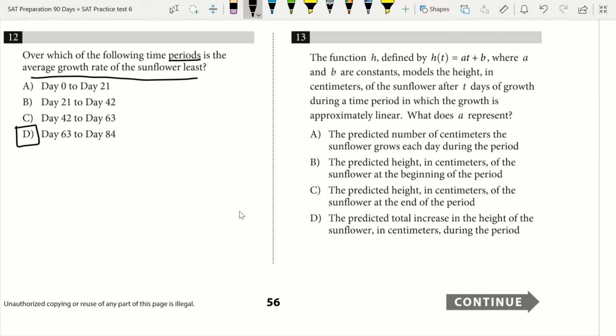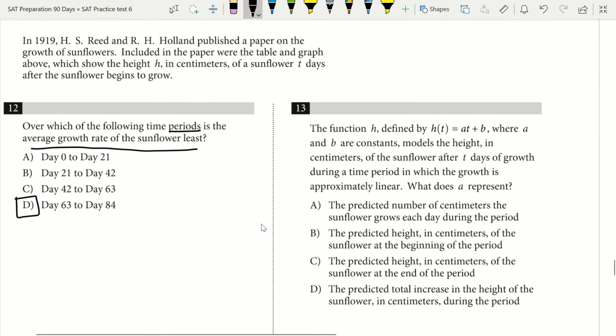All right, and so now we're going to go on to 13. The function h is defined by h of t equals a times t plus b, where a and b are constants, models the height in centimeters of the sunflower after t days of growth during a time period in which the growth is approximately linear. What does A represent? Well, A is going to represent our growth in height per day. B would be our starting height.